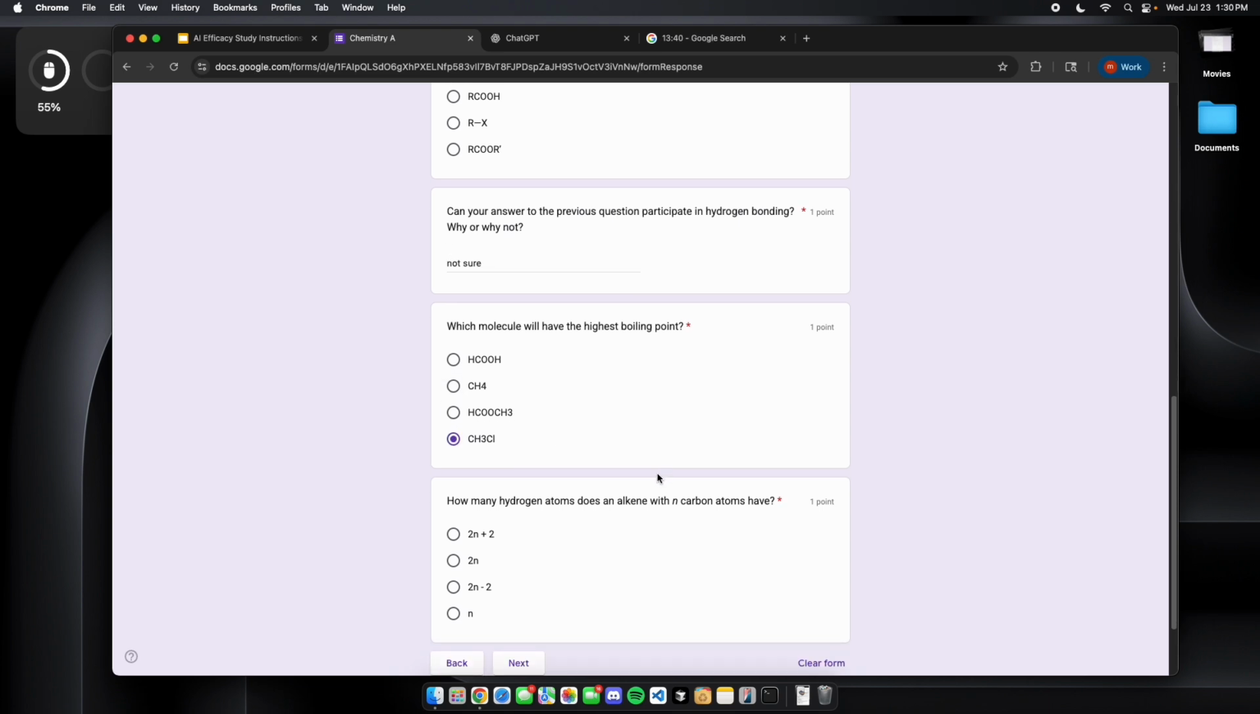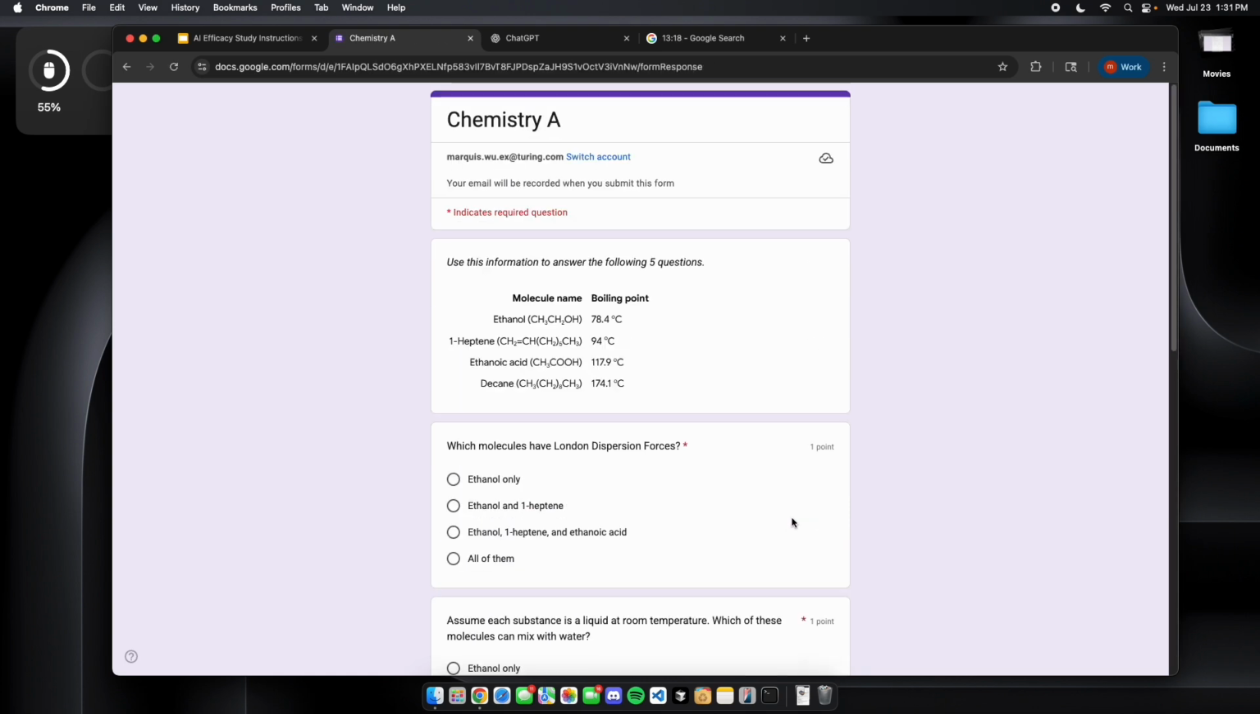How many hydrogen atoms does an alkyne with N carbon atoms have? Seems like this is a formula we should probably know. This one seems right. Use this information to answer the following 5 questions.